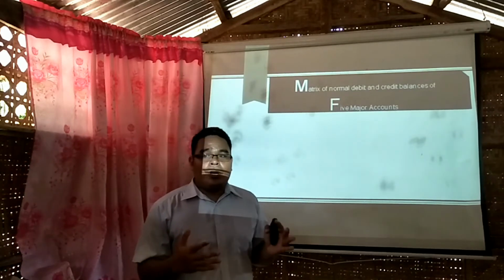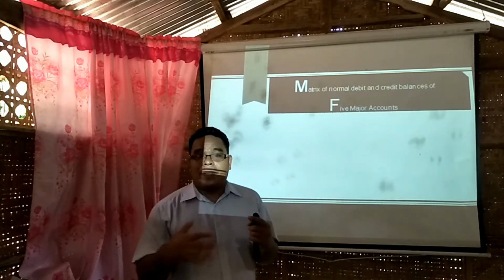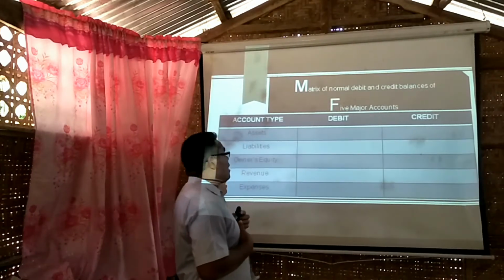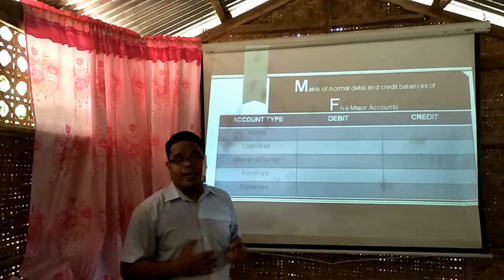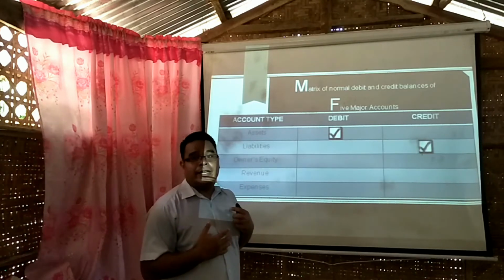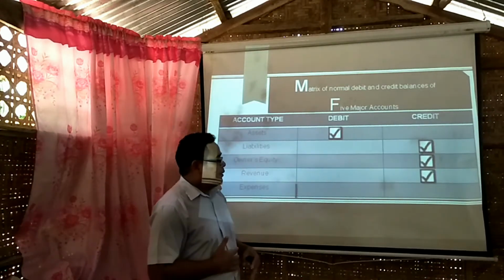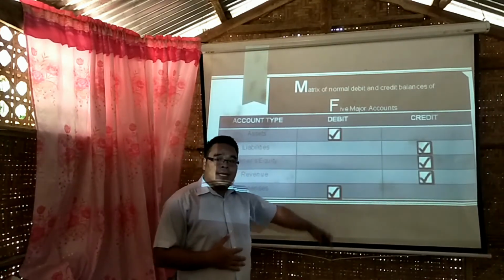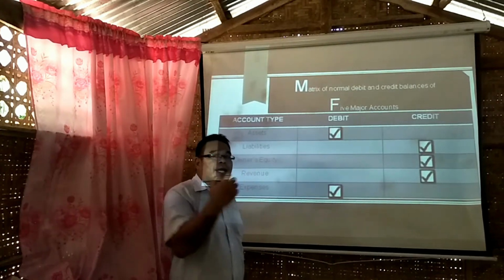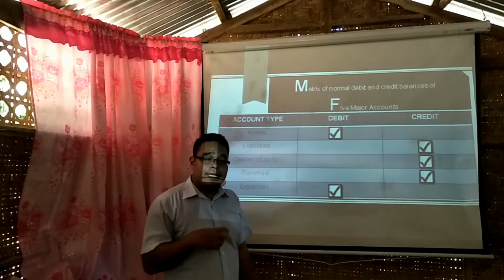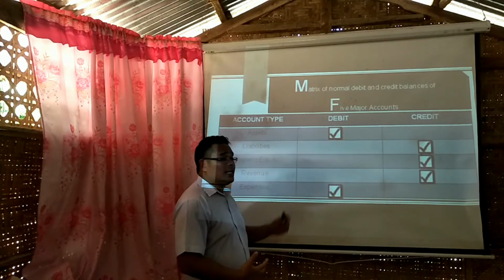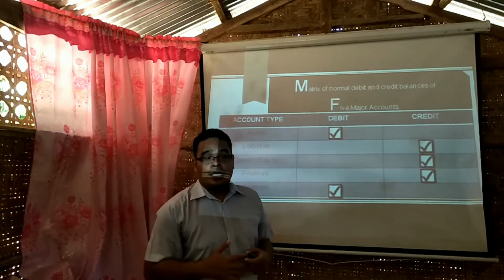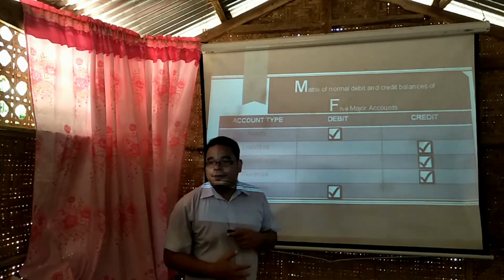Let's proceed. This is the matrix of the normal debit and credit balance of the five major accounts: asset, liabilities, owner's equity, revenue, and expenses. If you can see the normal balance of each. For expenses, the normal balance is debit because it is something you receive. This is not really an asset. That is your expenses. Do you have questions? Okay, just proceed.